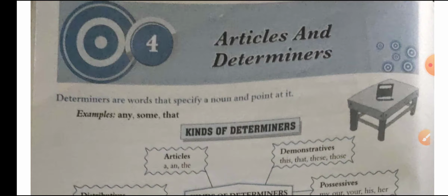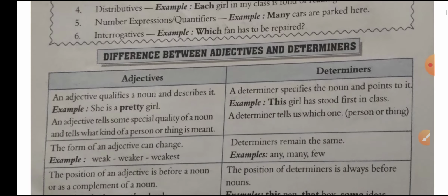It's a kind of determiner, and we learned that determiners are the words that specify a noun and point at it. So whenever we want to get the determiner, or when we want to omit or edit the determiner, first we have to locate the noun in the given sentence, right? And then it will be easy to do the editing, omission of determiners in that case.